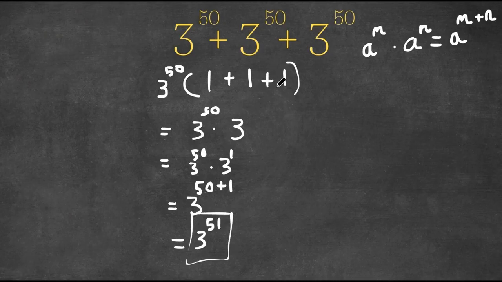Now, another way to do this is, instead of factoring out 3 to the power of 50, well, this is just 3 to the power of 50 3 times, right? So this is just 3 to the power of 50 times 3, because it's just 3 to the power of 50 3 times. And as you can see, this brings us automatically to our second step, and we simply multiply these and add the exponents. So that's an easier way to do it.